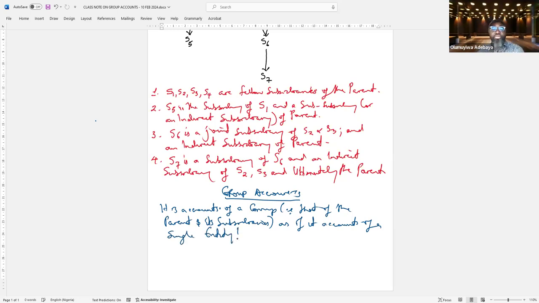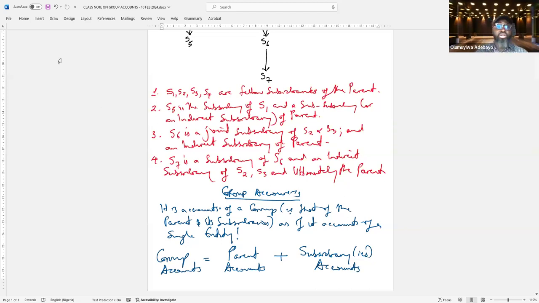That is group account, which means, for short, group account at the lowest level is made up of the parent's accounts on a line-by-line basis, combined or consolidated with the subsidiary's accounts on the same line-by-line basis.